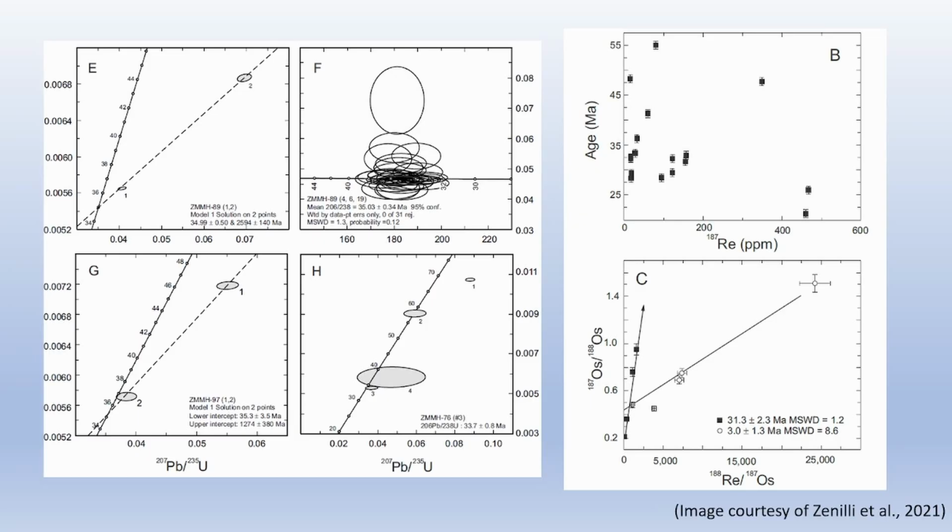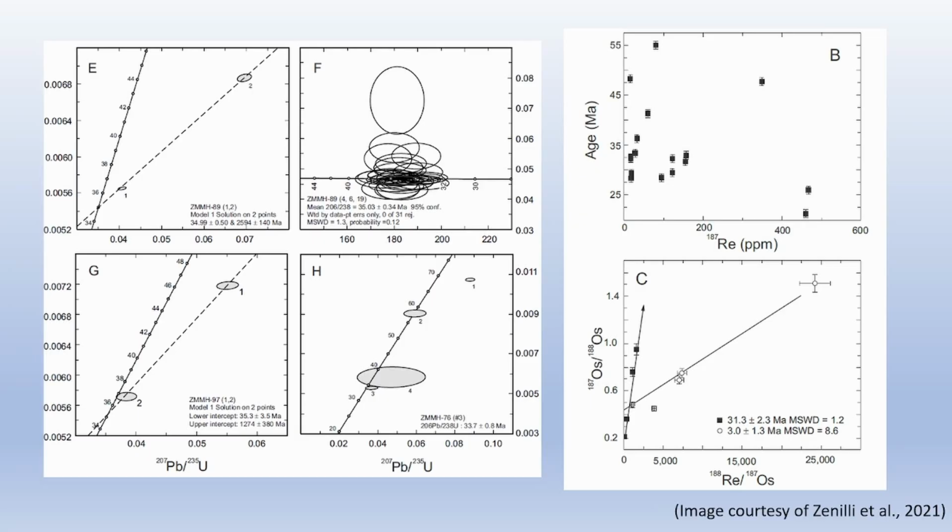Panel G gives us an age of 33.5 plus minus 3.5 million years, and in panel H we have even tighter ages, 33.7 plus minus 0.8 million years. So you can see that MMH lines up almost perfectly with Chuquicamata's main magmatic phase, which is around 31 to 35 million years.